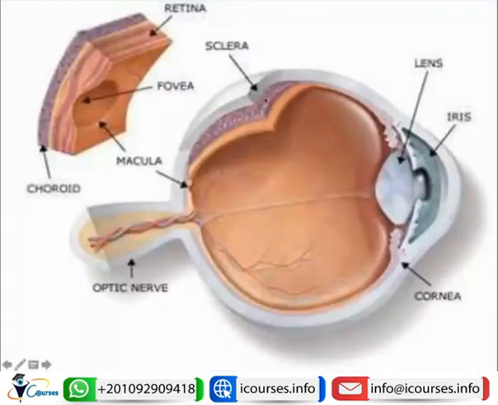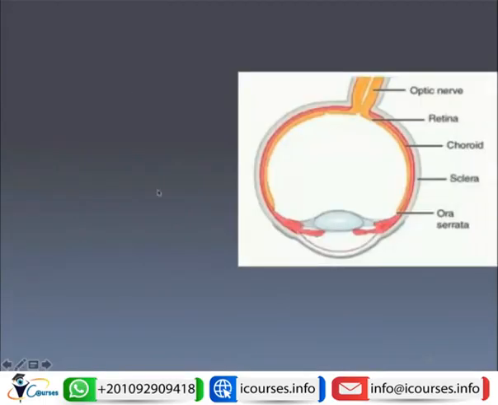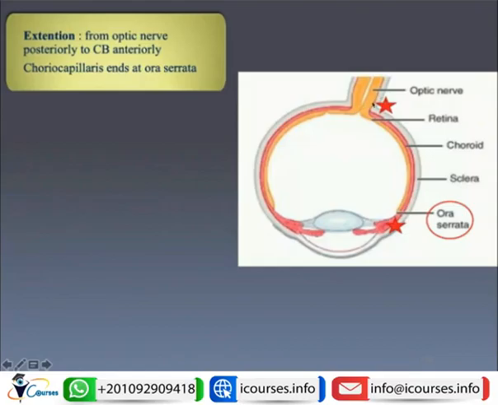So again, this is the reddish one. This is the choroid. The choroid extends posteriorly from the optic nerve and passes anteriorly toward the ciliary body. Its function mainly as a vascular sheet is to supply nutrition to the photoreceptors, which lie just close to it. It extends from the optic nerve posteriorly to the ciliary body anteriorly.